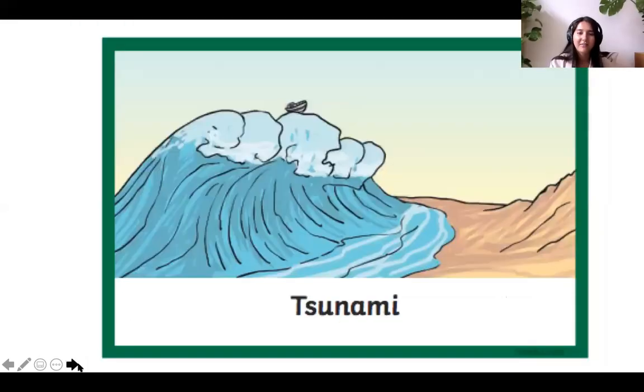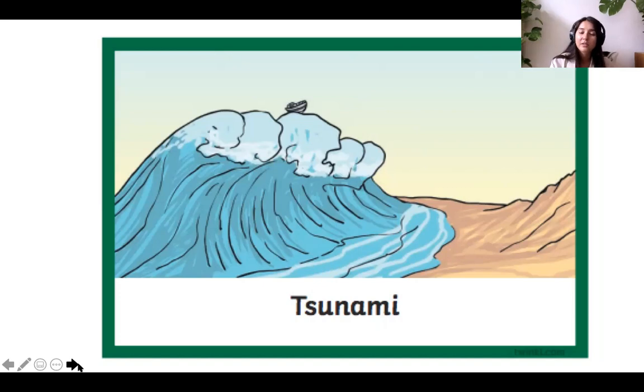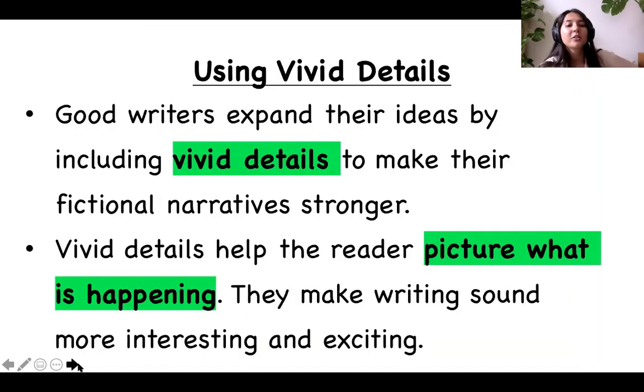And finally, we have a tsunami, which is when there is an earthquake under the ground that can cause giant waves to come crashing down and destroy areas around it. And finally, an earthquake. So guys, you can choose whatever kind of natural disaster you want to. It's up to you. I want you to use your imagination.